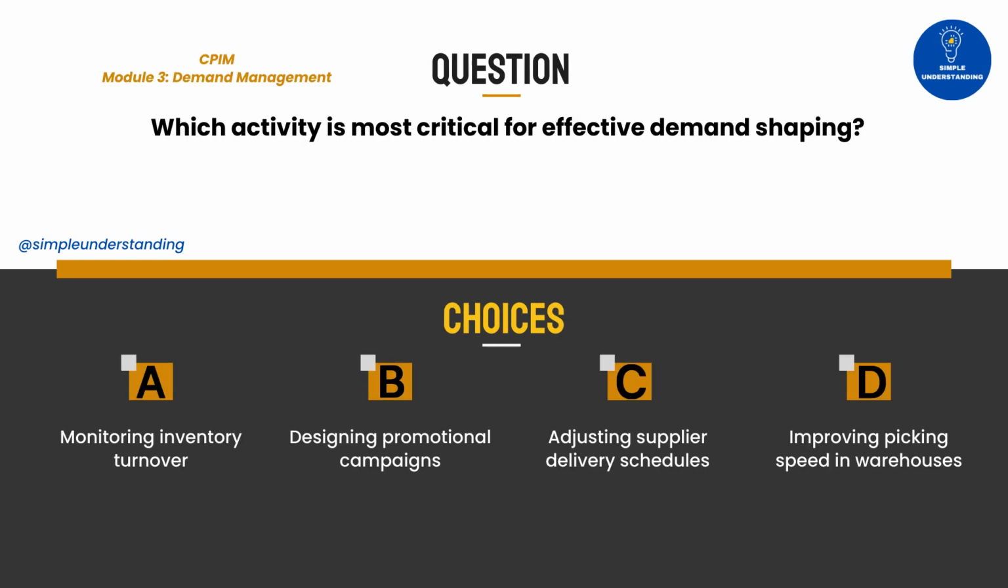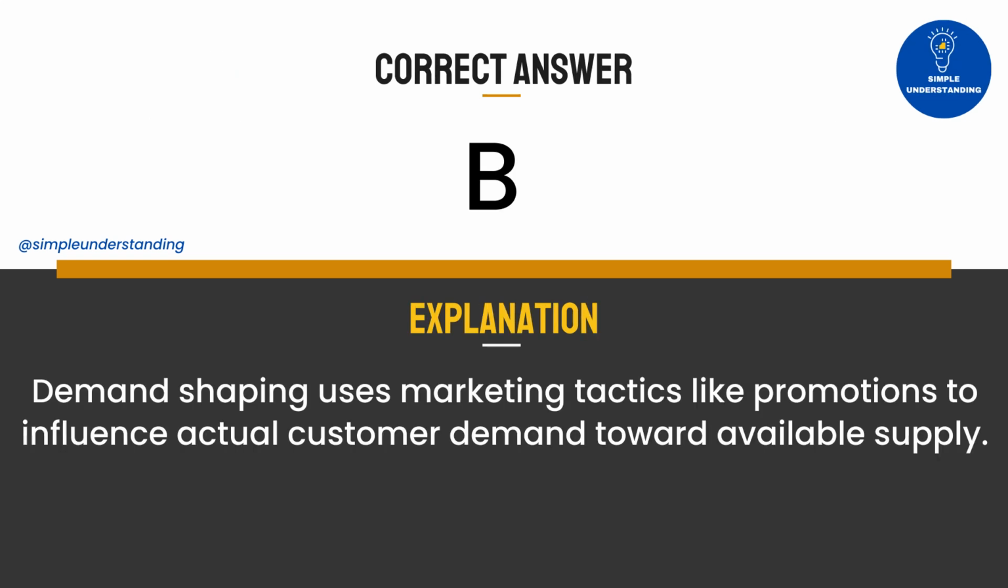Question 2. Which activity is most critical for effective demand shaping? A. Monitoring inventory turnover. B. Designing promotional campaigns. C. Adjusting supplier delivery schedules. D. Improving picking speed in warehouses. Correct answer. B. Explanation. Demand shaping uses marketing tactics like promotions to influence actual customer demand toward available supply.